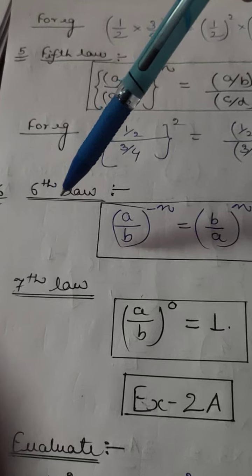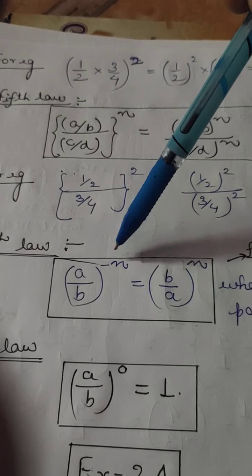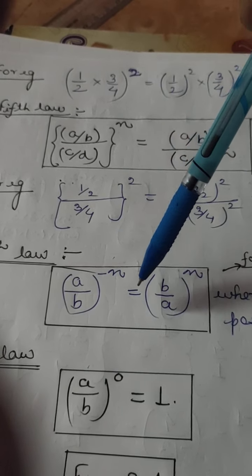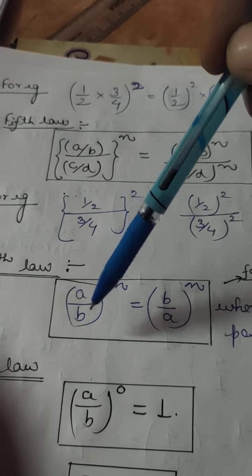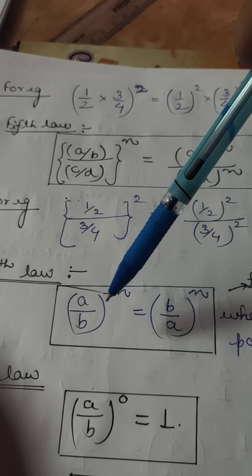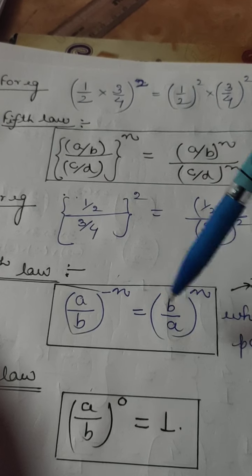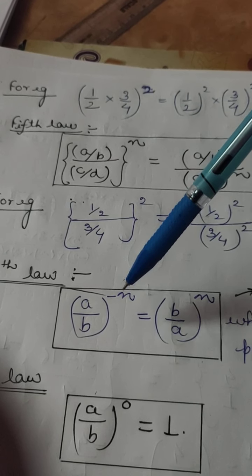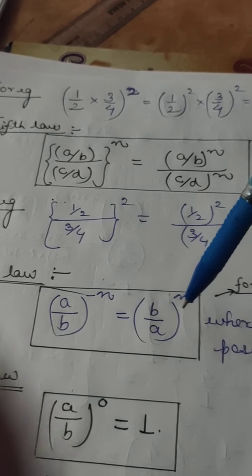Now comes the sixth law. The sixth law states that if there is a rational number having a negative exponent, here the power is minus n, what we have to do is just take the reciprocal of the rational number and it will make the power positive. So if a by b is raised to the power minus n, in order to make this power positive, we have to take the reciprocal of the inner rational number. That is, it will become b by a to the power n.